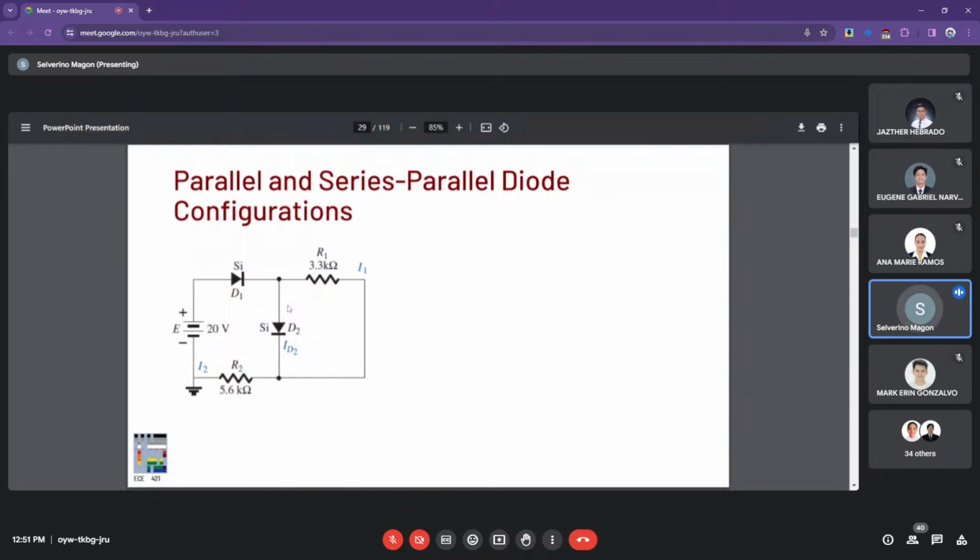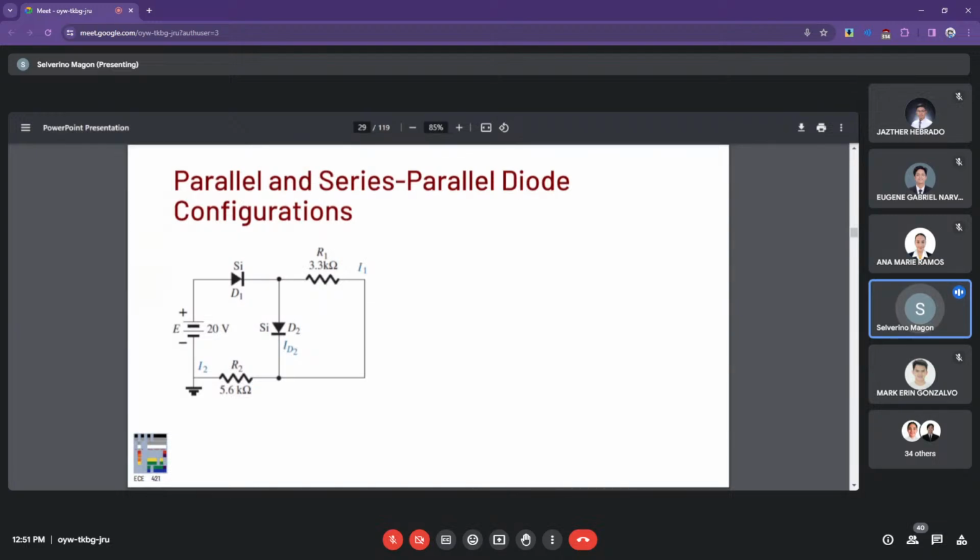Right, so essentially you can have the value of I1, which is the current at R1, at 0.7 divided by 3.3 K, and that will be around 0.2 milliamps. No? So that's around 0.2 milliamps.